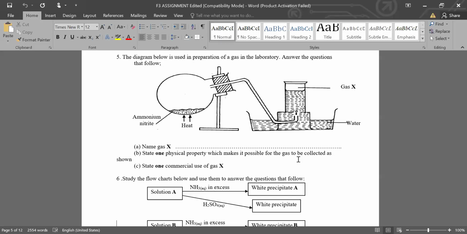Moving now to the next question: give one commercial use of X. X, which is nitrogen, one use is the one that we have seen up there. It is used as a refrigerant, in artificial storage of semen that is used in artificial insemination. That is one use of nitrogen.